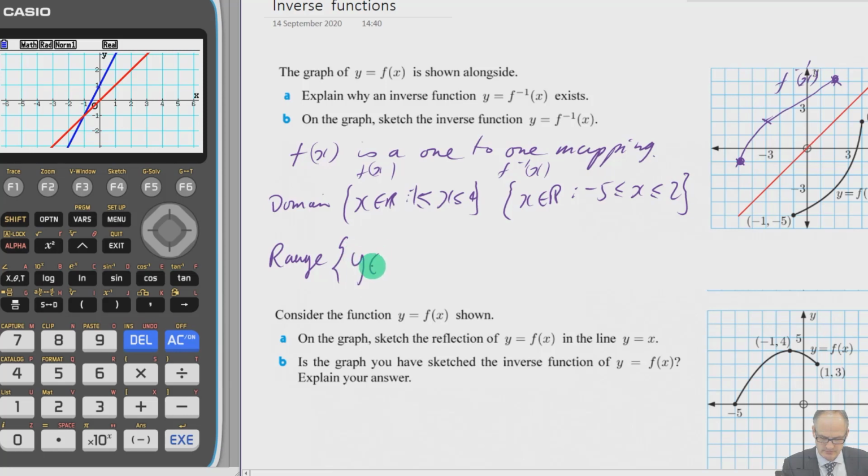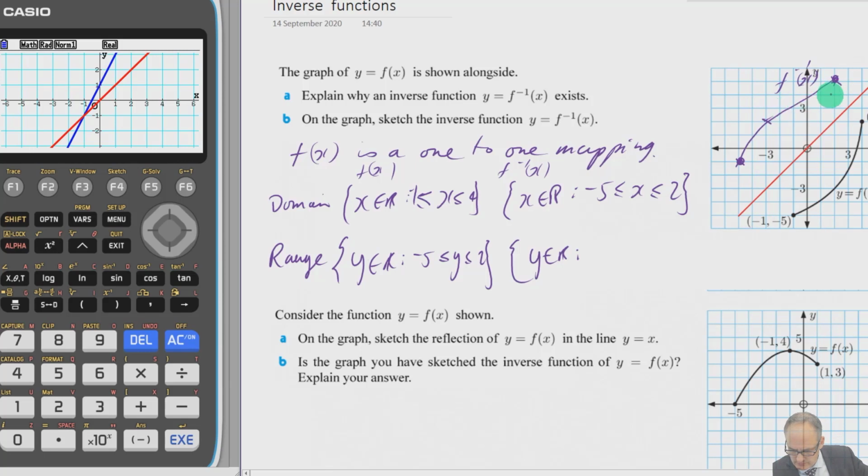So y is a member of the reals such that the y values on f go from -5 all the way to 2. And then if we do y is a member of the reals for the inverse function, our y values go from -1 all the way up to 5. Up to 4, sorry. I knew what went wrong here.